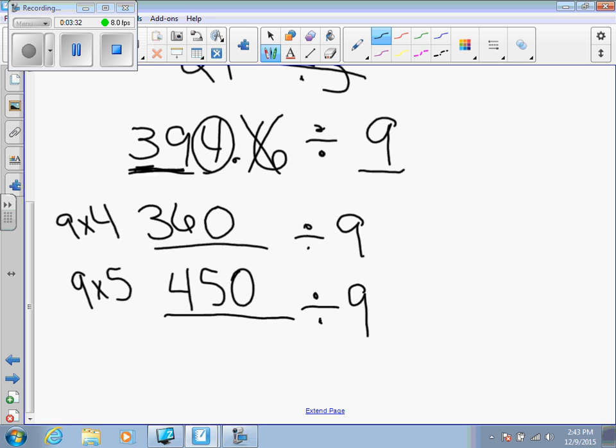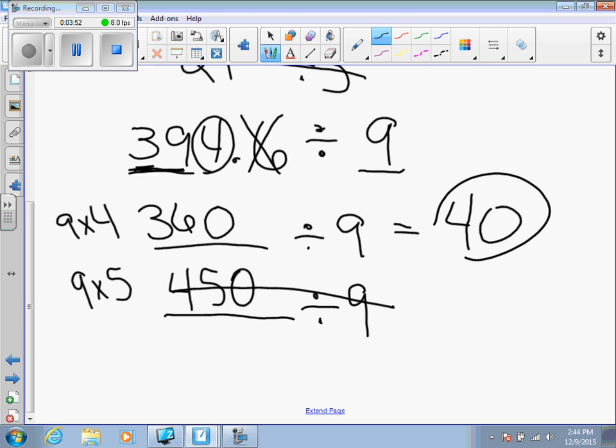Now let's look. Is 39 closer to 36 or is it closer to 45? 36. It's only 3 away from 36. All right, so I'm going to get rid of this one and use this one. 36 divided by 9 is 4. I have 1 0 left over. Bring it across. There's the answer.